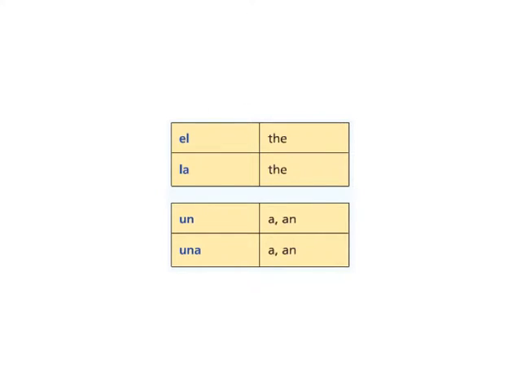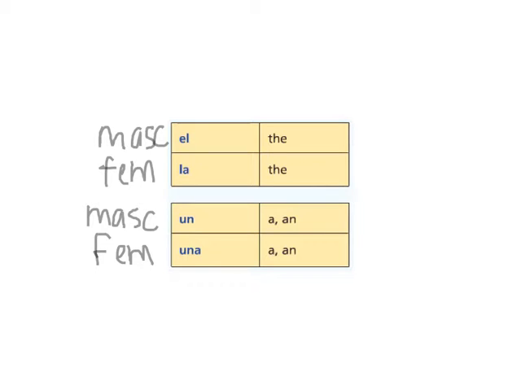On this page, we have a chart of the words that we just talked about. I would highly recommend that you write this down on your notes. So here we have the masculine and the feminine, and the masculine and the feminine. And up here are the definite articles, and down here are the indefinite articles. Go ahead and pause if you need to.